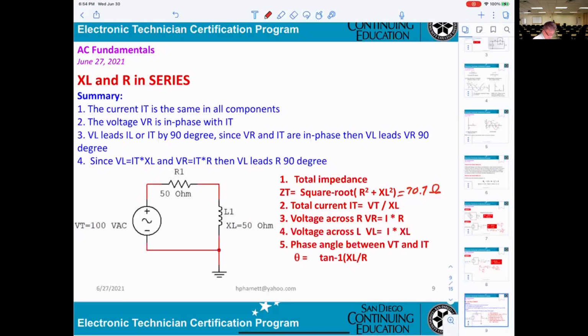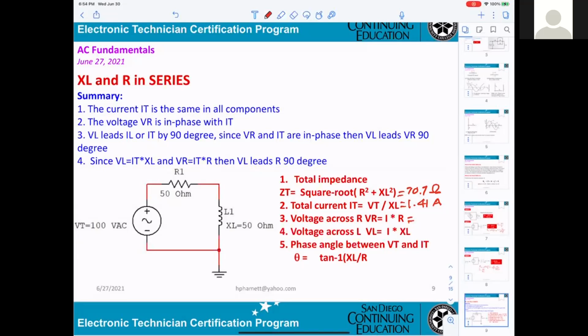Okay, current, I total. I want the answer. 1.414. Perfect. 1.41. And I want VR.